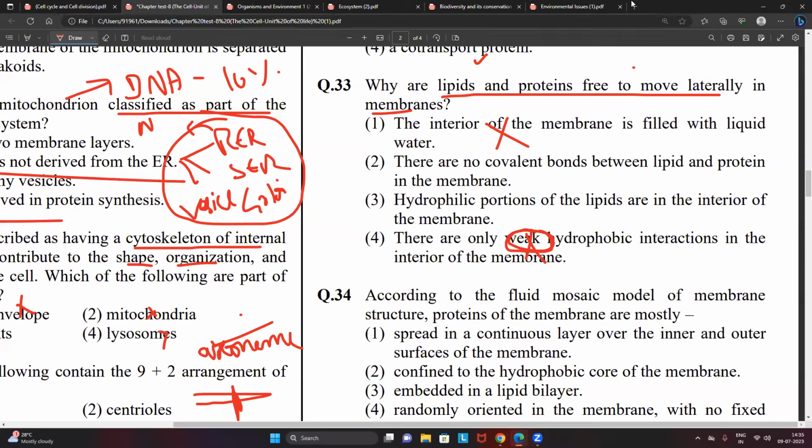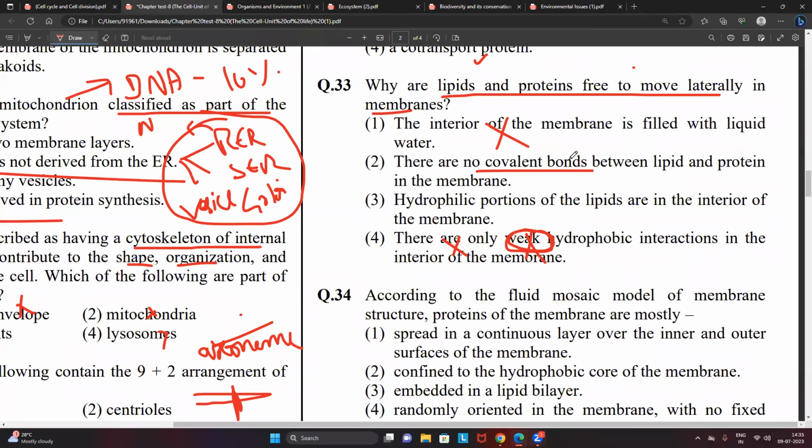Every student remember my words. If the interactions are very weak, how does the movement occur? Movement is not even possible, right? So option 4 cannot be the correct answer. Option 1 says there are only weak hydrophobic interactions. That is a wrong statement. Option 2 says that there are no covalent bonds.